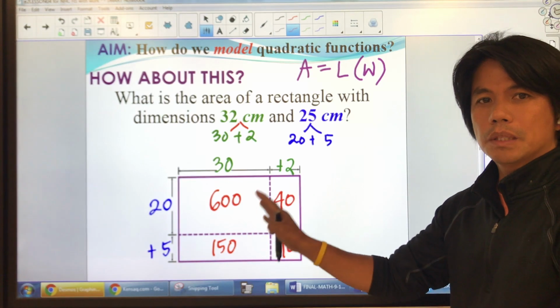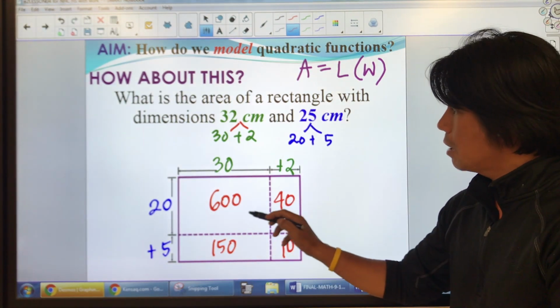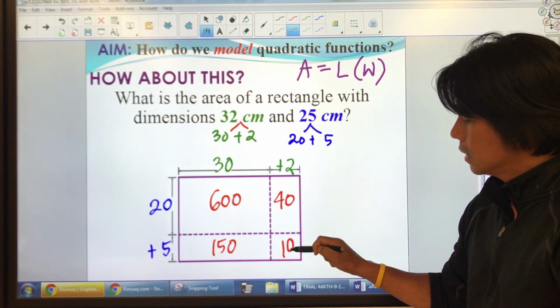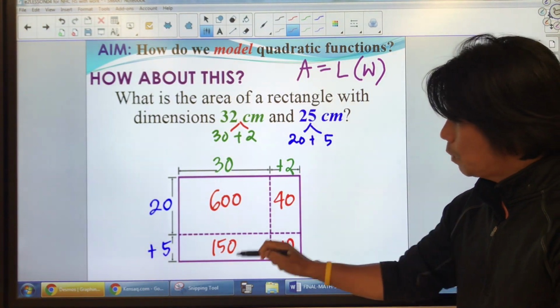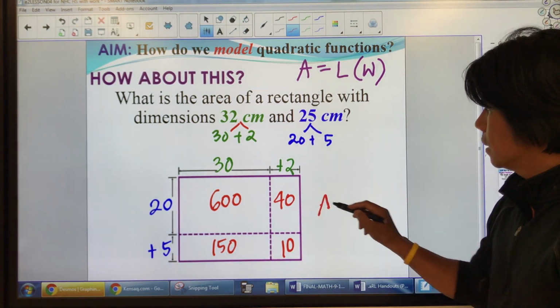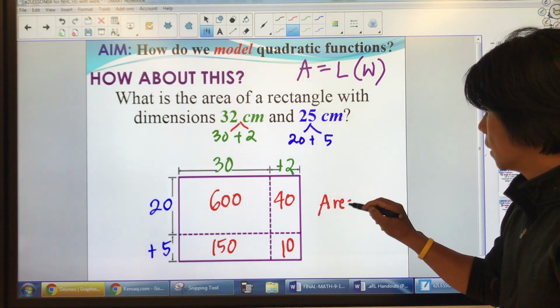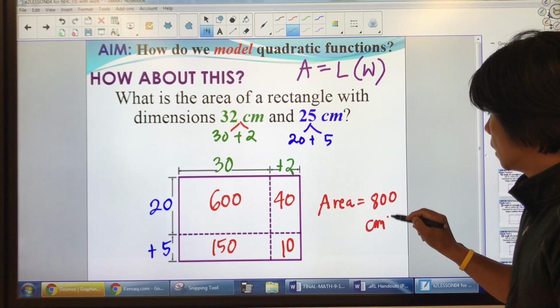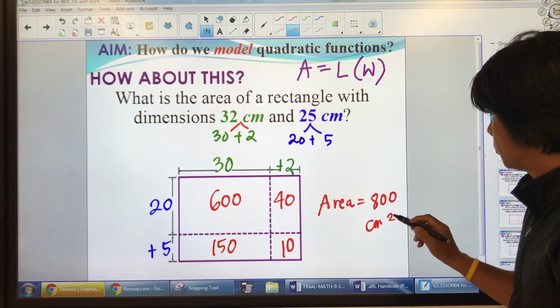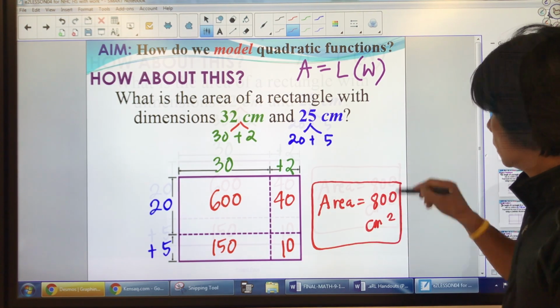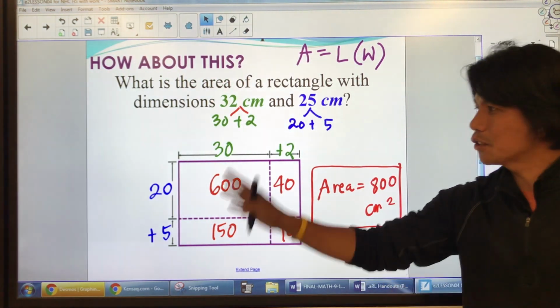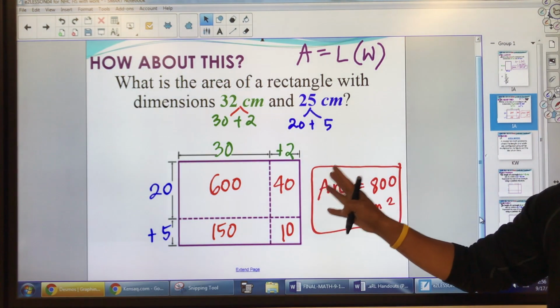So what do I do with these partial products? I'll just add them up. 600 plus 40 is 640 plus 10, that's 650 plus 150, so the area is 800 centimeters squared. Now, what do we call this method? This is called the area model.